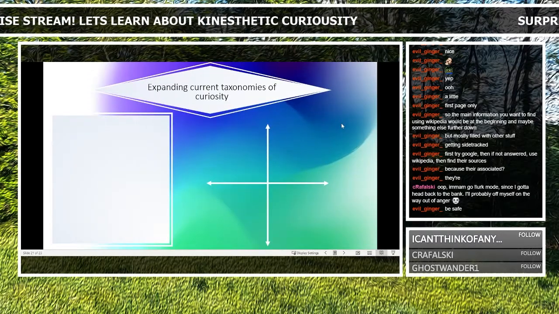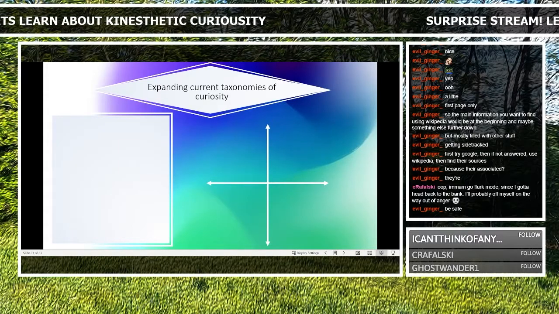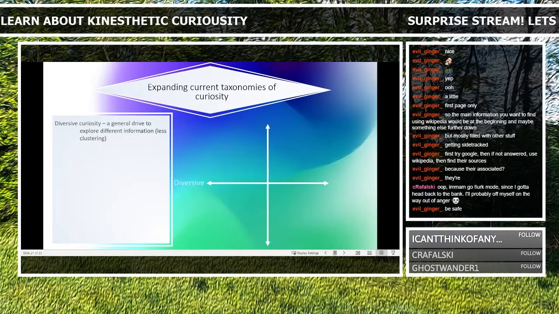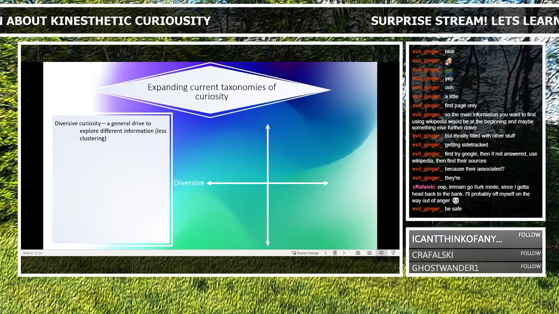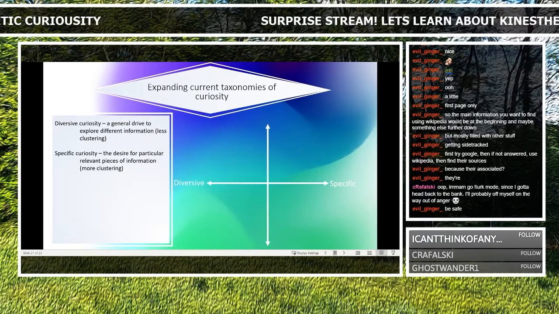So lastly, we are getting into the section of the paper called Expanding Current Taxonomies of Curiosity. And these are on an X and Y axis. The first type of curiosity we're going to talk about is diversive curiosity, which is a drive to explore different information. In other words, less clustering. We have specific curiosity, which is the desire for particular relevant pieces of information, aka more clustering.